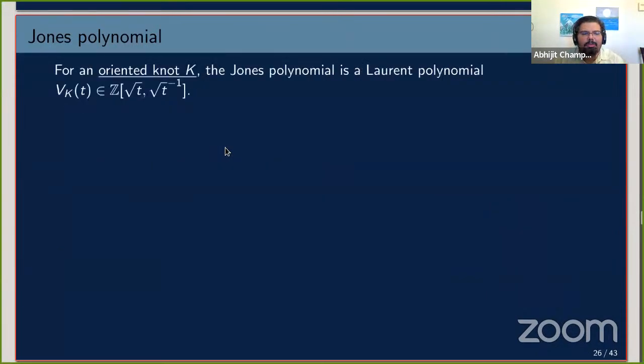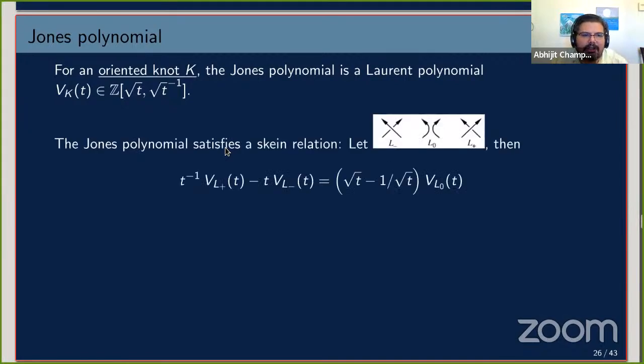So let's define the Jones polynomial. Right now I'm just going to give you some properties of it. It's a Laurent polynomial with coefficients in Z in square root of t and 1 over square root of t, and it satisfies this skein relation.